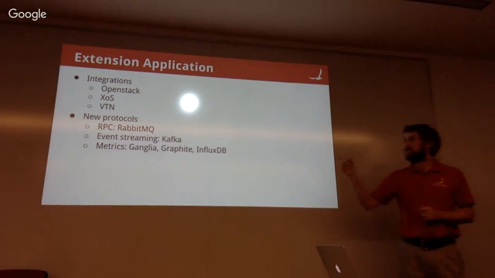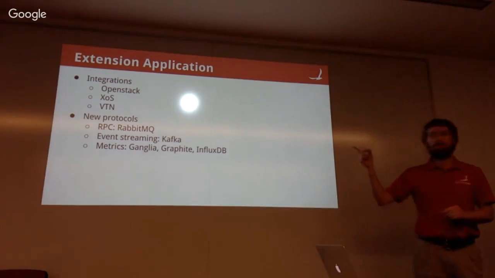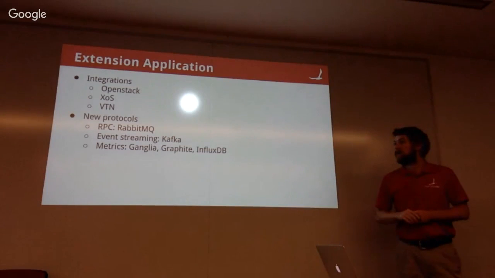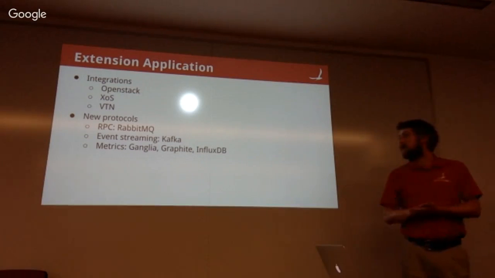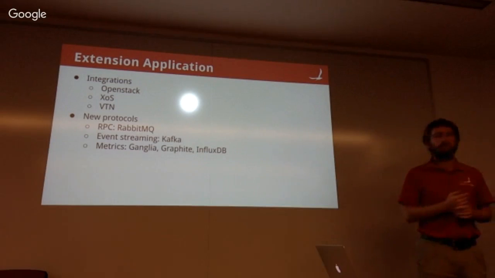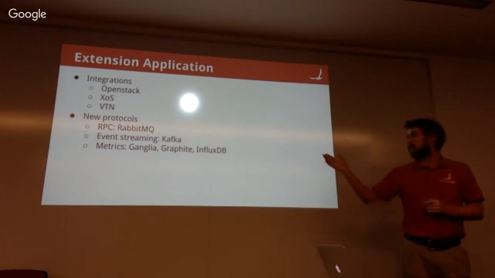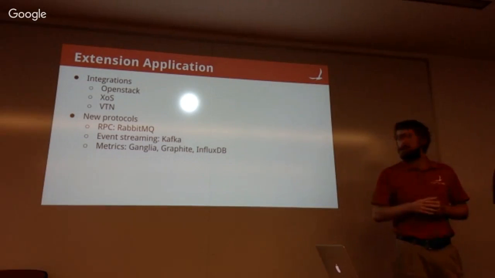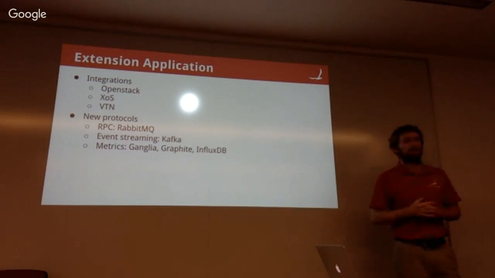We've also got a number of new protocols that we've introduced. There have been contributions from the community for RabbitMQ as an alternate RPC mechanism. So gRPC would also fit in this bucket. For event streaming, there's a contribution of Kafka for receiving a stream of events. And as far as metrics go, we've currently got applications for Ganglia, Graphite, and InfluxDB. So as there are new pieces outside of ONOS, its API is fairly extensible, either by directly opening ports, kind of like the protocols would, or by extending the REST API or future gRPC APIs.